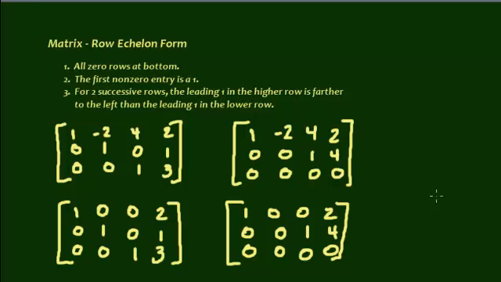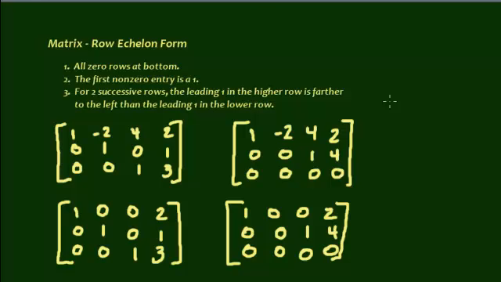Hi, this is just a short video describing some of the vocabulary used in matrices. First, we're going to talk about row echelon form, then reduced row echelon form. Now, in order for a matrix to be in row echelon form, all the zero rows must be at the bottom. The first non-zero entry is a 1, and then for two successive rows, the leading one in the higher row is farther to the left than the leading one in the lower row.